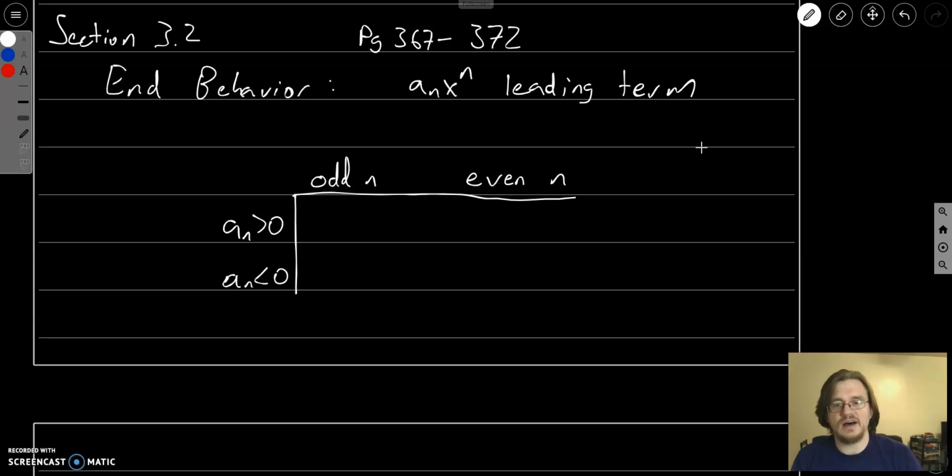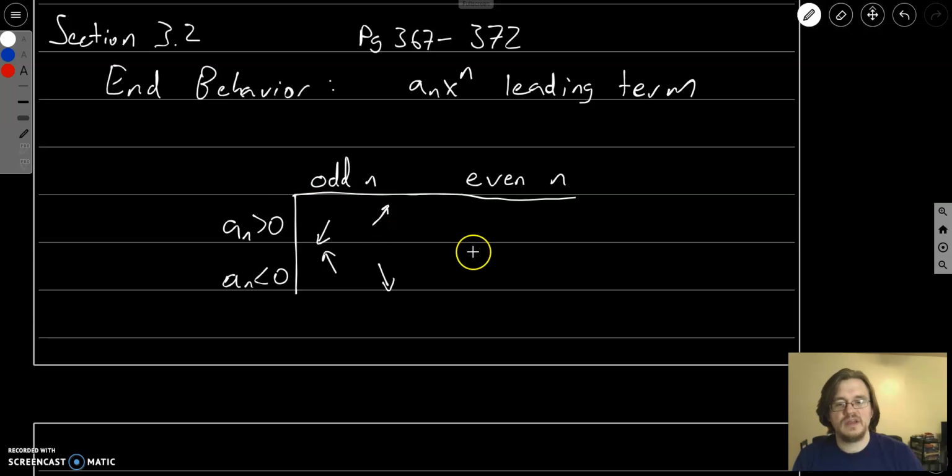So when n is odd, so when we have an odd power for a leading coefficient, and we have a positive coefficient for that leading term, our function is going to go in sort of both directions at the end. So far to the right we should be going up, far to the left we should be going down as we go to the left. If, on the other hand, our leading coefficient is negative, we end up flipping everything over. So far to the right, we'll end up going down, and then as we go further and further left, we're going up.